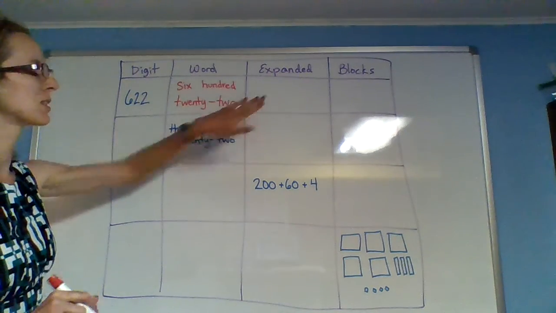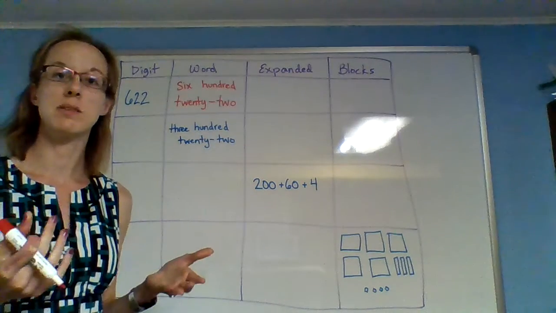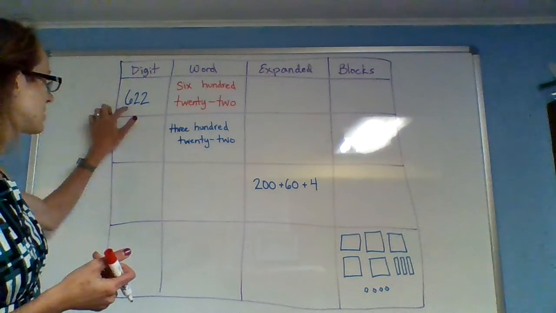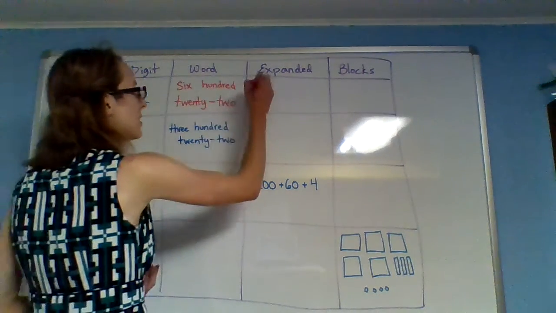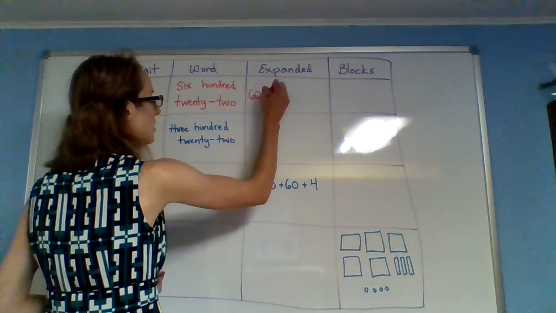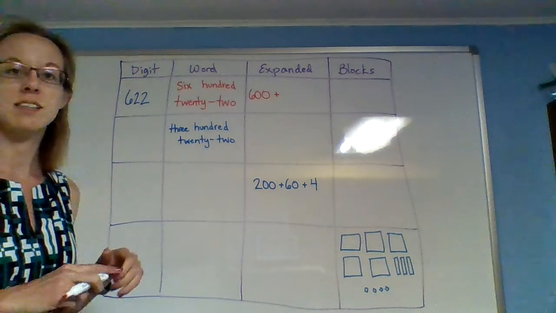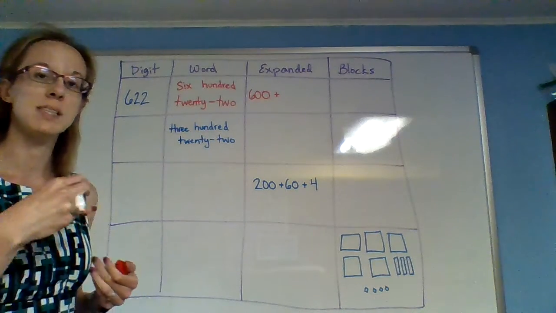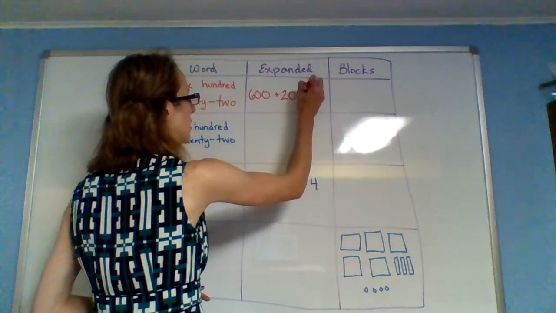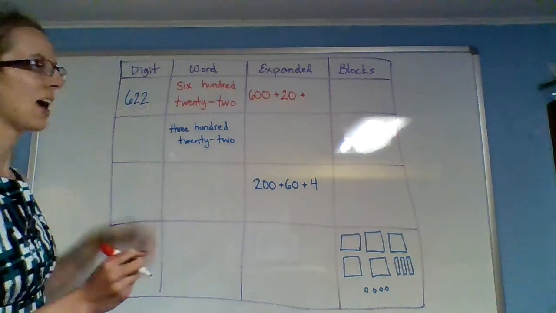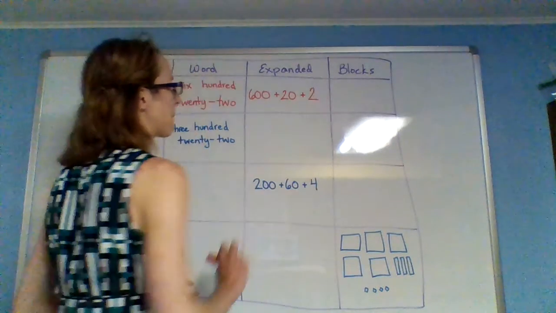When we move across to expanded form, we're going to write out what each of those numbers is representing. So the 6 here isn't representing 6. Since the 6 is in the hundred spot, it's actually representing 600. The 2 in the middle here isn't representing 2 because the 2 is in the 10 spot. So it's really representing 20. And the 2 on the end is in the 1 spot, so it is just representing 2.